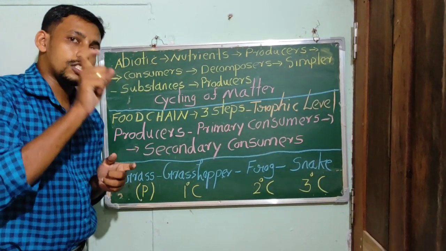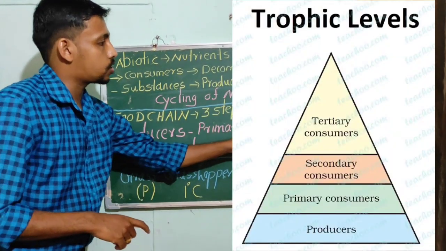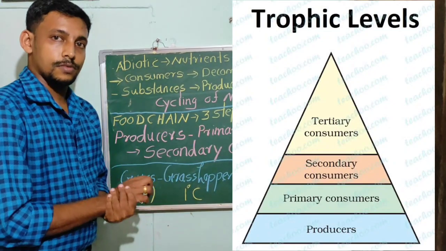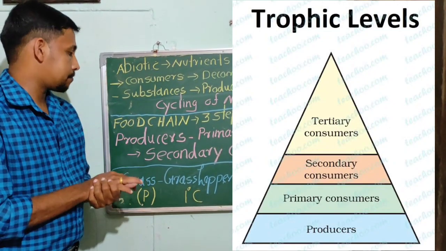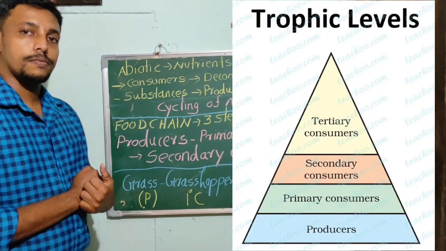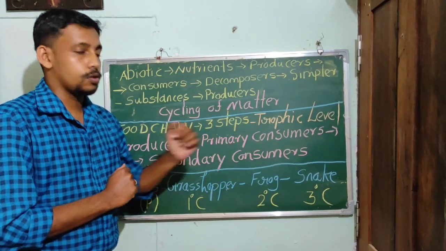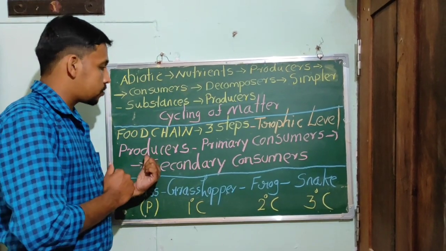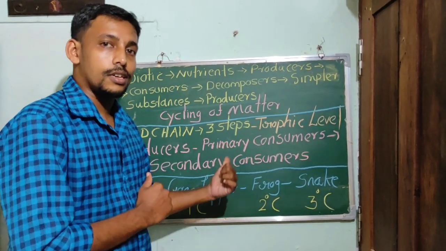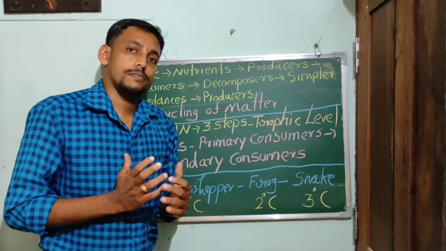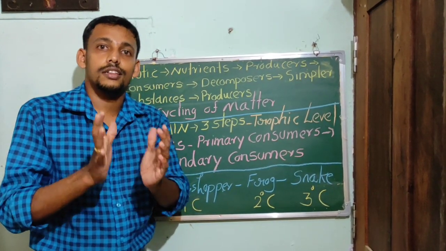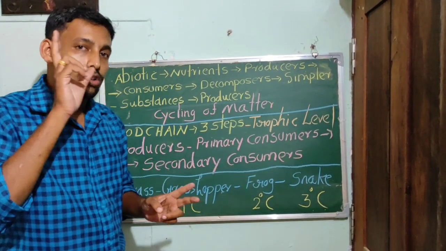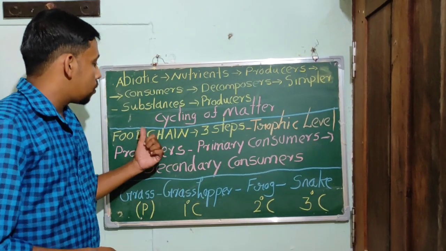Each step in the food chain is known as a trophic level. What are these trophic levels? Producers, primary consumers, and secondary consumers. So like this, there are 3 steps, 3 trophic levels in a food chain.